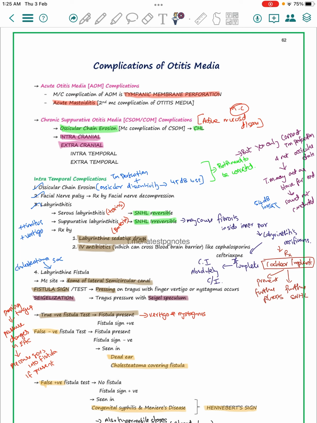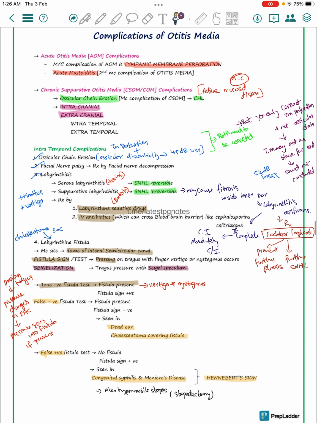Then other complications like facial nerve palsy, then labyrinthitis, which may be serous or suppurative. Serous labyrinthitis is due to the toxins produced by the bacteria. Suppurative is caused by the bacteria itself. Both cause sensorineural hearing loss. Normally labyrinthitis does not occur, but it's a complication. The treatment for labyrinthitis is labyrinthine sedatives for the pain and IV antibiotics to treat the infection.